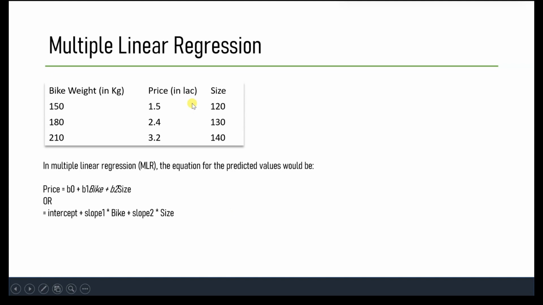This is what multiple linear regression is. Now let's implement this multiple linear regression through a project in the next video. I hope you guys understood the difference between simple and multiple linear regression. Let's implement it.